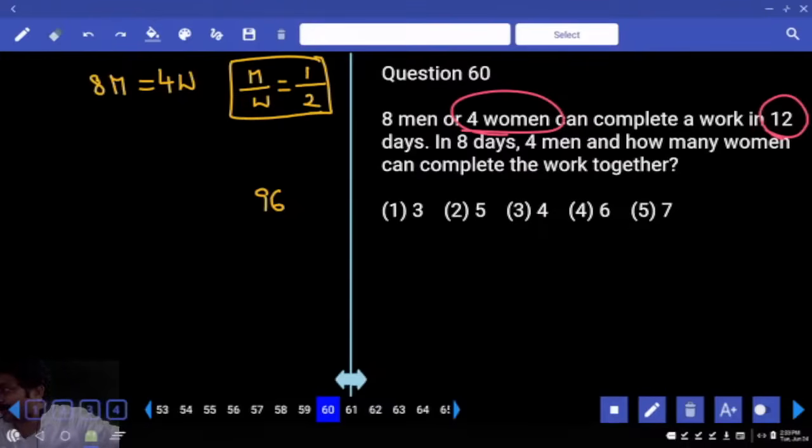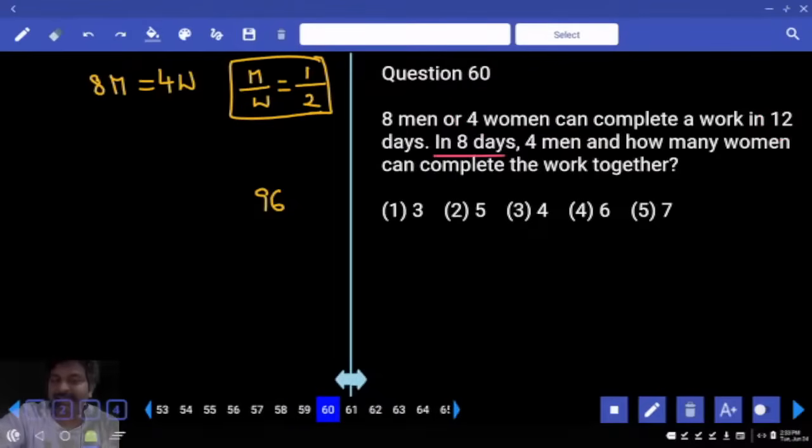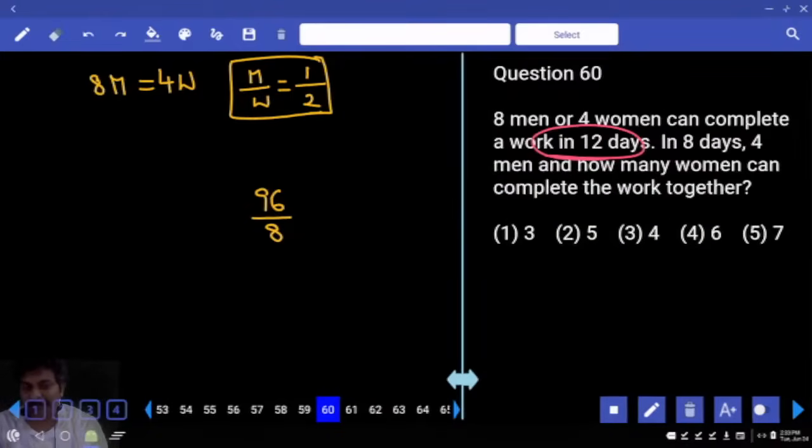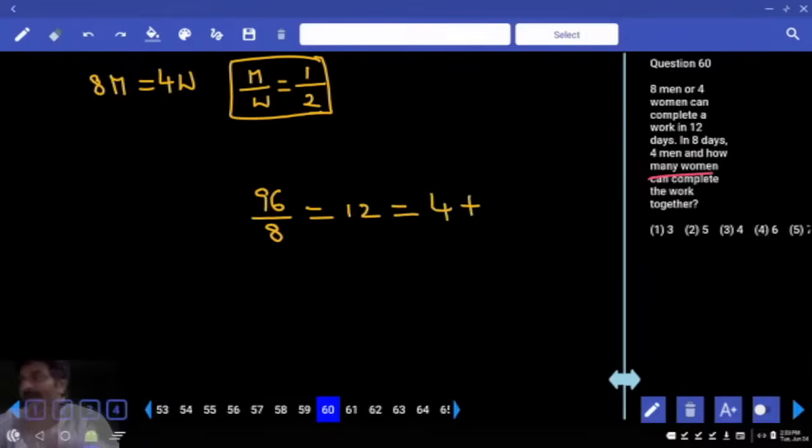You can calculate total work through either man or woman. Finally, we need total work, which is equal to 96. In 8 days, 4 men and how many women can complete the work? In 8 days they want to complete it now. Then per day they should do 96 divided by 8, which is equal to 12 units. Am I right? Per day they should do 12 units. Already how many men are there? 4 men are already there. 1 man does 1 unit. 4 men do 4 units of work already.